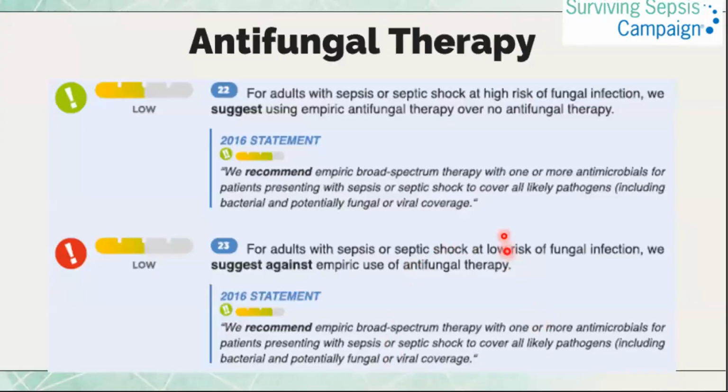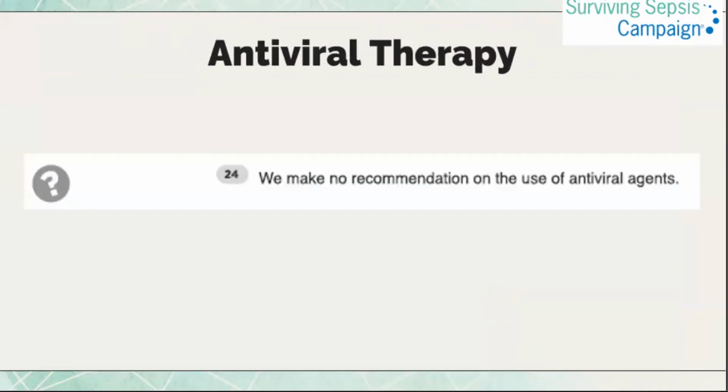Antifungal therapy. For adults with sepsis or septic shock and high risk of fungal infection, we suggest using empiric antifungal therapy over no antifungal therapy. For adults with sepsis or septic shock at low risk of fungal infection, we suggest against empiric use of antifungal therapy. For antiviral therapy, we make no recommendation on the use of antiviral agents.